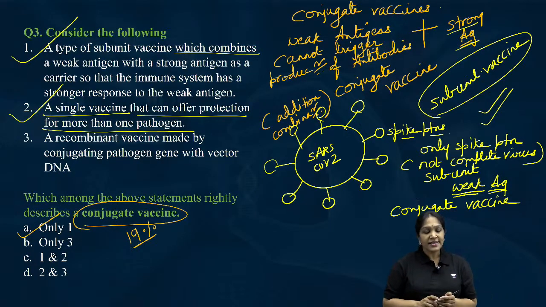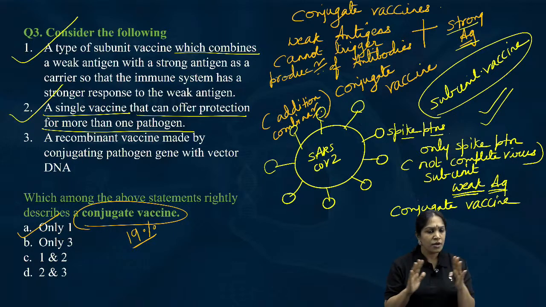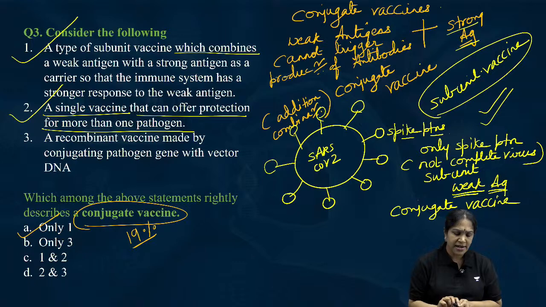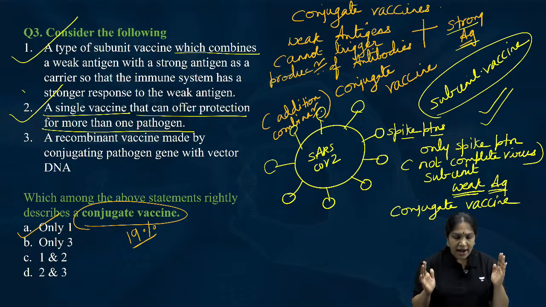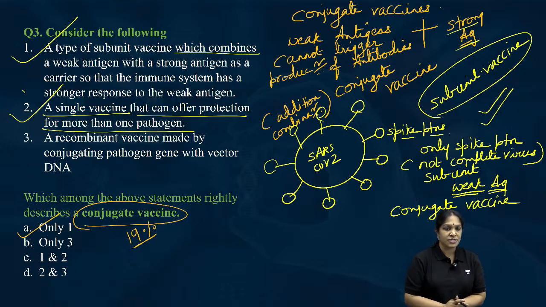And a single vaccine that can offer protection to more than one pathogen? No, it is an irrelevant statement. This is not called a conjugate vaccine and there is no special name for such a vaccine. We can simply call it a combination vaccine, but there is no such technical name for such vaccines.